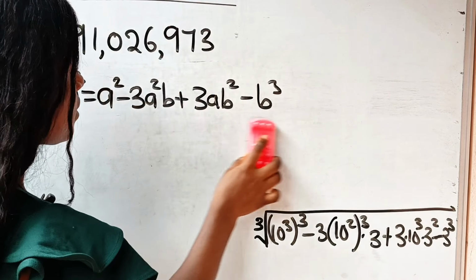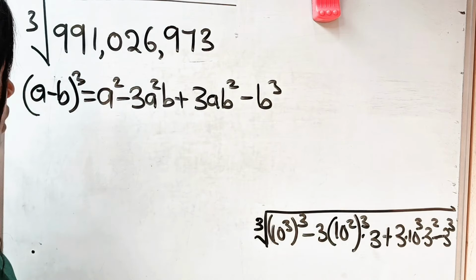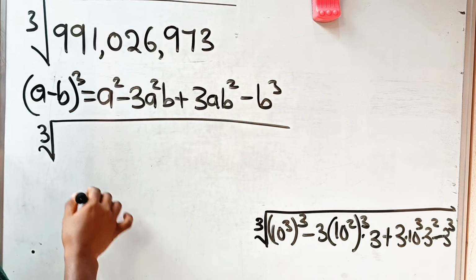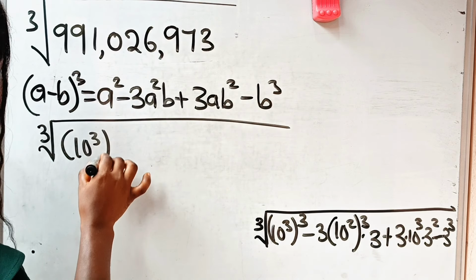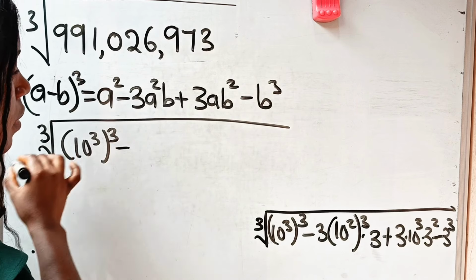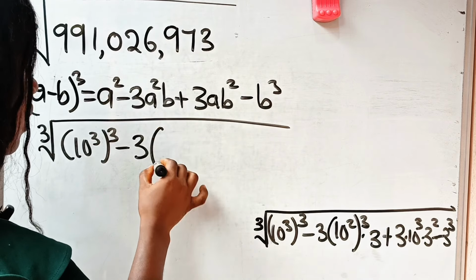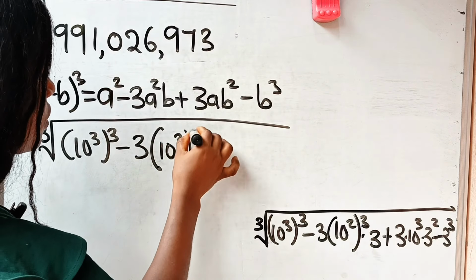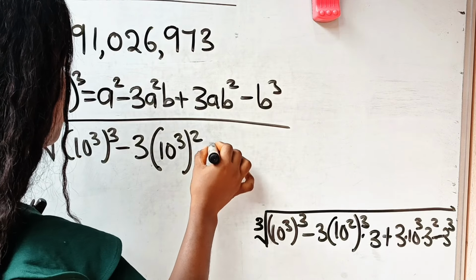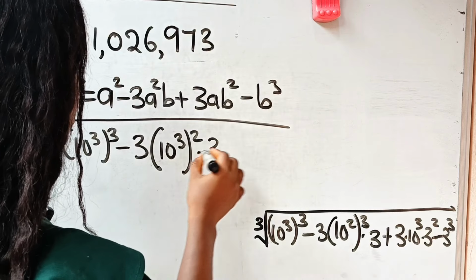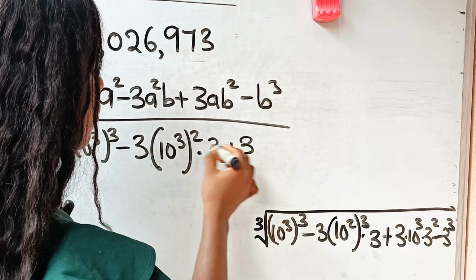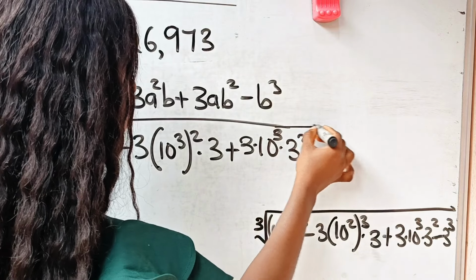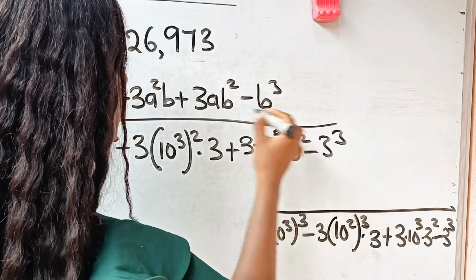Okay, so why am I saying that? Because we have something like that here. Now we can write this as the cube root of, before we start substitution, 10 to the power of 3 raised to the power of 3 minus 3 brackets. So let me switch this. 10 to the power of 3 raised to the power of 2 multiplied by 3 plus 3 multiplied by 10 to the power of 3 multiplied by 3 squared minus 3 to the power of 3.